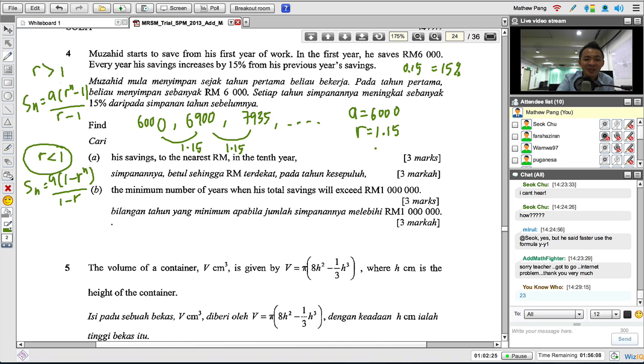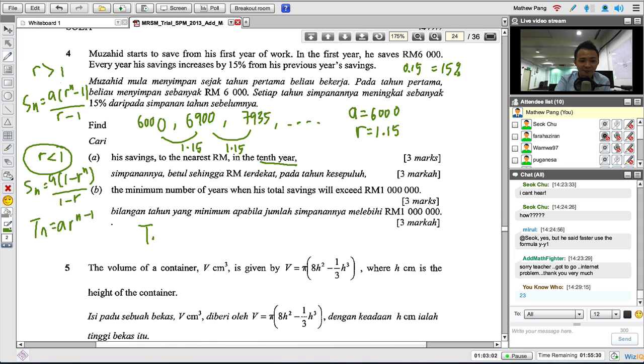So you must always be careful with your r. If you put r as 0.15, you would have to use the second formula, and the whole thing will be wrong. Now, this one is 10 years, and he wants to know the saving in the 10th year only. That means you just need to find T10. Tn equals a r to the power of n minus 1. Previously I thought you had to sum from the first year until the 10th year, but in this case they only want his saving in the 10th year.